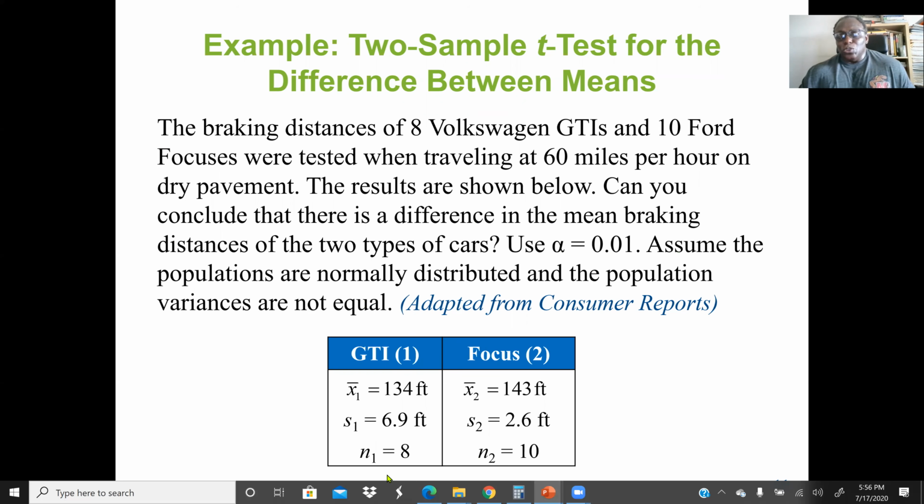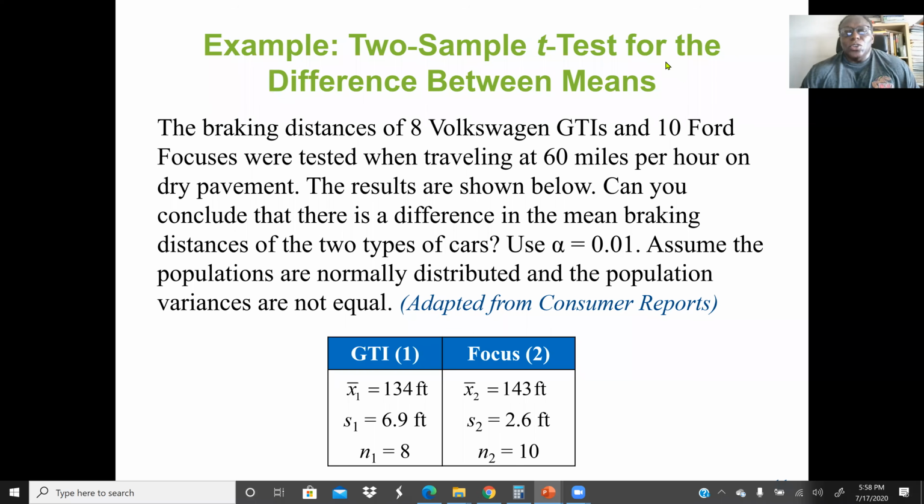So this means we have two samples, and they give us the sample mean for each. And also the sample size, we have 8 Volkswagens and 10 Fords. The standard deviations for the two samples are also given to us. We also know the alpha. So in this case, we can solve this problem. We have to use the t distribution. Why? Because of the sample size.